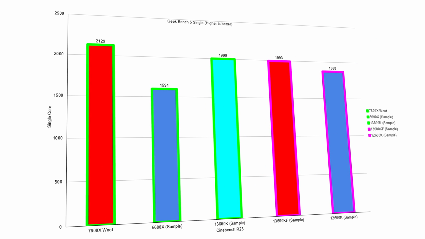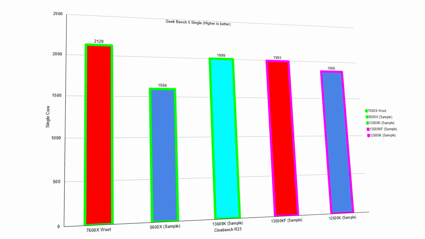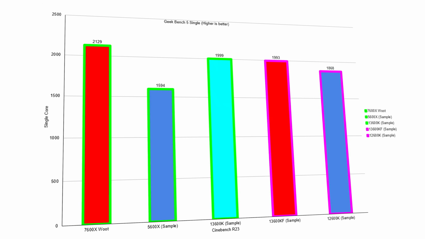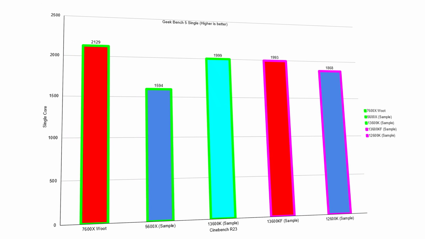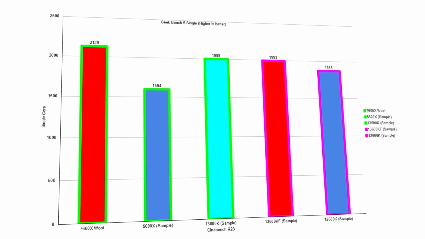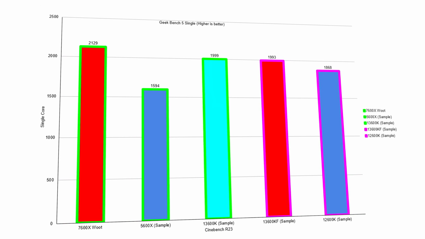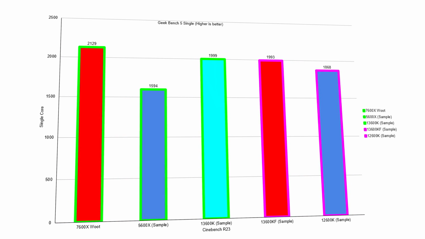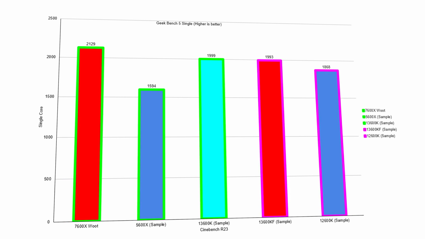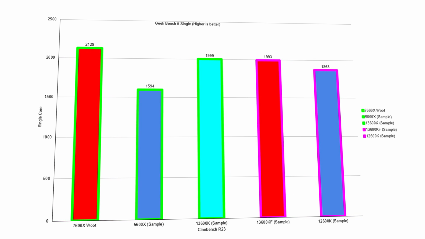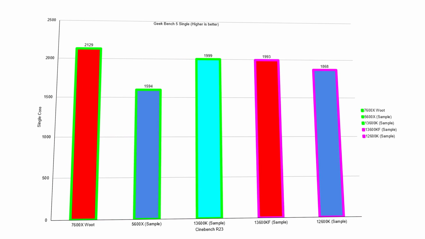Single-core performance, a little bit more forgiving for the 7600X coming in at 2129, 5600 having a 1594, a lot higher result than previously. We have the 13600K at 1999, the KF at 1993, and the 12600K at 1868.